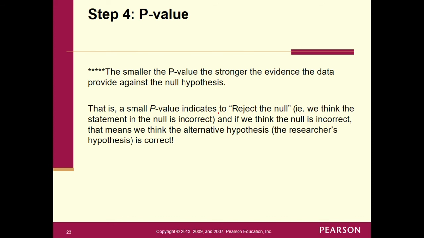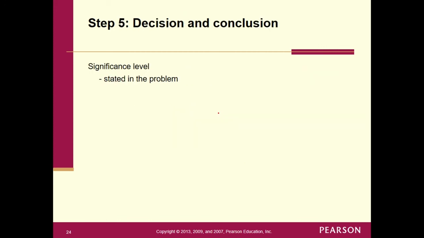Small p-value means large test stat. That means p hat was very far away from the null hypothesis. How small does the p-value have to be in order to reject the null? That's usually the next question students have. Okay, so if a small p-value means to reject the null, how small does the p-value have to be?